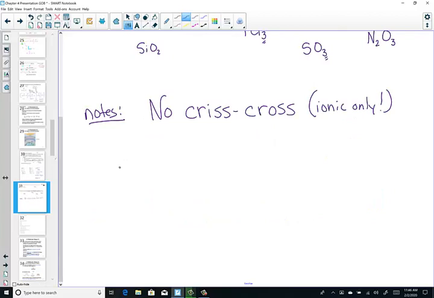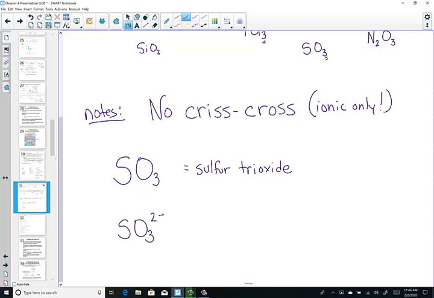Other thing to emphasize, SO3, we just named a moment ago, sulfur trioxide. I want to compare that to this. Now all of a sudden I see 1 sulfur, 3 oxygens, but a -2 charge. Sulfur trioxide is a neutral molecule. There's no charge there, so we simply say the name of the first element, say the name of the last element, and an "ide," and use prefixes.